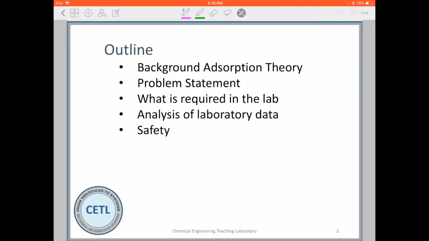Here's a brief outline of the presentation. We'll go through the background on adsorption theory, then I'll go through the problem statement, what is required in the lab, a short analysis of the laboratory data, and some safety precautions. So in this lab, we handle a lot of chemicals, therefore we have to be very, very careful, and we'll talk about all of those chemicals that we're going to look at, and they're highly flammable.